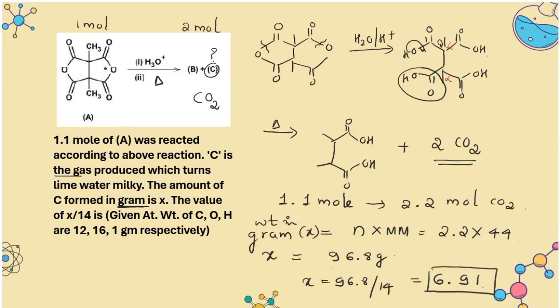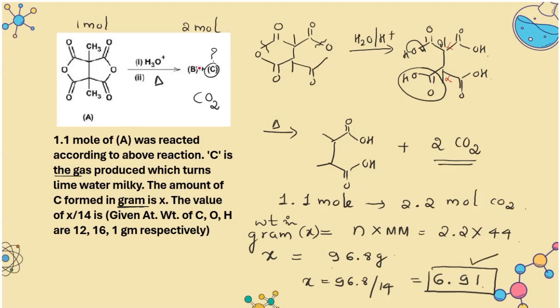So what did we do? We took the reactant, hydrolysis followed by decarboxylation, which tells you how many moles of carbon dioxide you are getting. So 1 mole will give you 2 moles. That means 1.1 will give you 2.2 moles. Then you convert it to the mass produced and then divide it by 14. So you're going to get the final value.